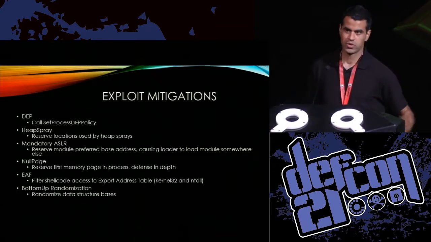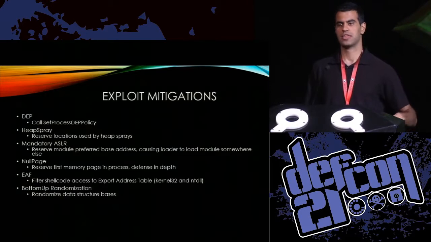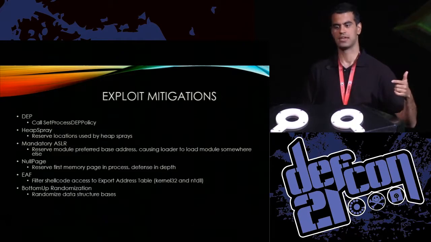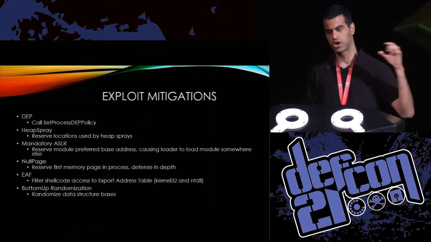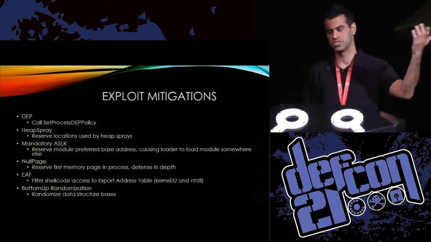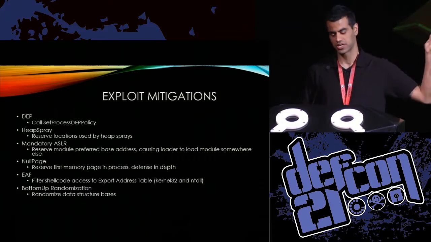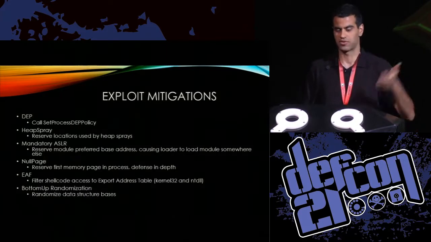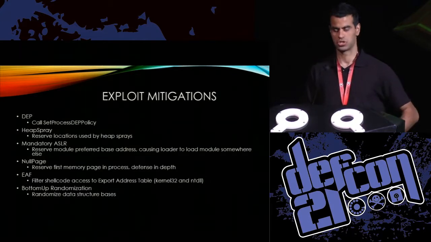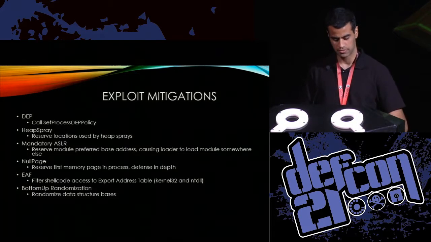The EAF mitigation, which is export address table filtering. If shellcode, for example, is trying to read the export address table, we set a hardware read breakpoint on the export address table to make sure that EIP, the x86 instruction pointer, doesn't point to some random place, like in the heap, because that's kind of creepy. And then we also do bottom-up randomization, where we randomize different data structures in the process's address space. As I mentioned earlier, these are all memory corruption mitigations.